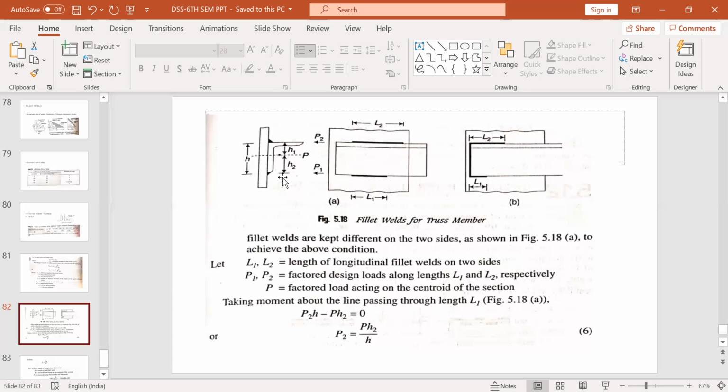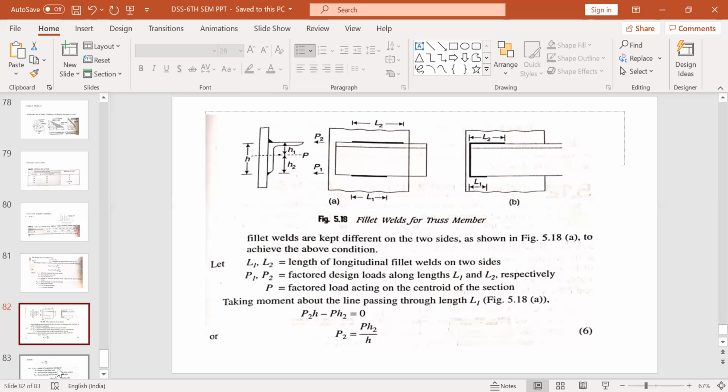So this also you will know from the steel table. You will know what is H1, what is H2. CG distances are always given for angle sections. It will be equal to 0 into P1. P1 is already acting along this line, so P1 into 0, this distance will be 0. So you can find P2 as PH2 by H.